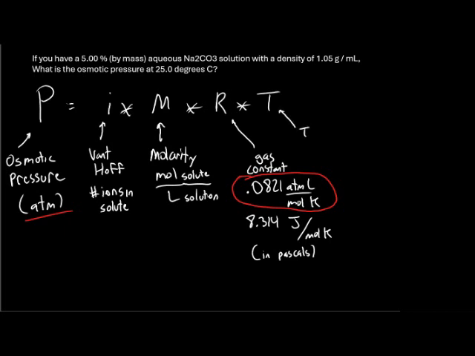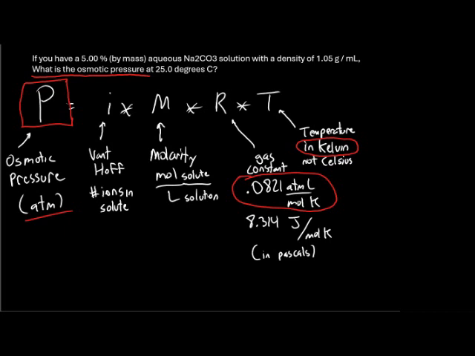Now the T stands for temperature, but this temperature must be in Kelvin only. It cannot be in Celsius. Now that we have the equation and we know what the symbols mean, let's see how many of these symbols we know before we continue. Line 2 says, what is the osmotic pressure? Meaning that's our ultimate goal for this problem. We'll box that in red to show that's what we're trying to get at the very end.